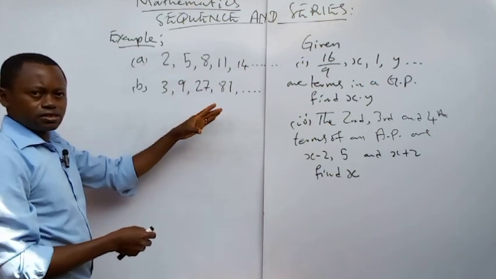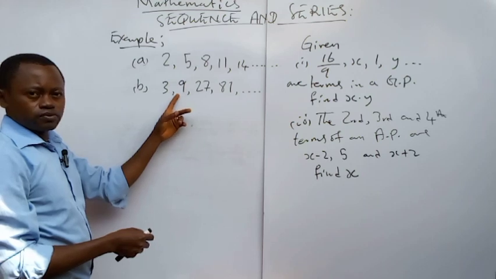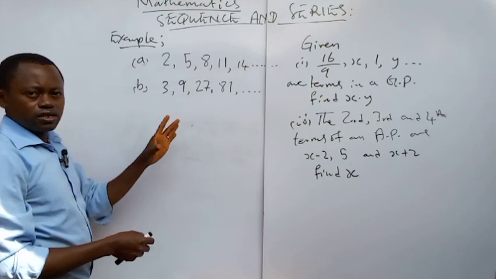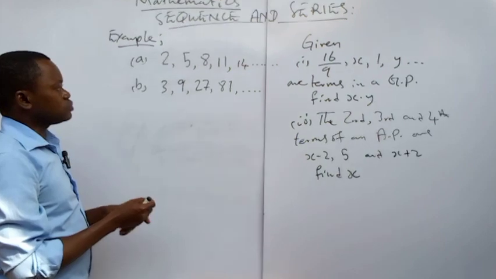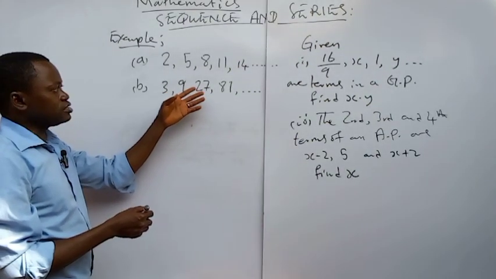In the course of this class. This is called an arithmetic progression, and this is called a geometric progression. So we are going to look at them differently. In the subsequent class we are going to be looking at both. Both are increasing.